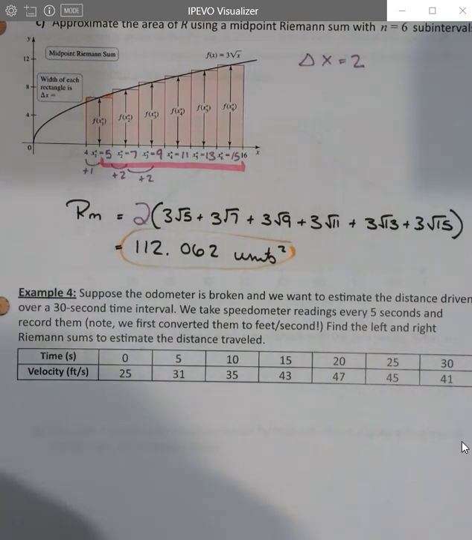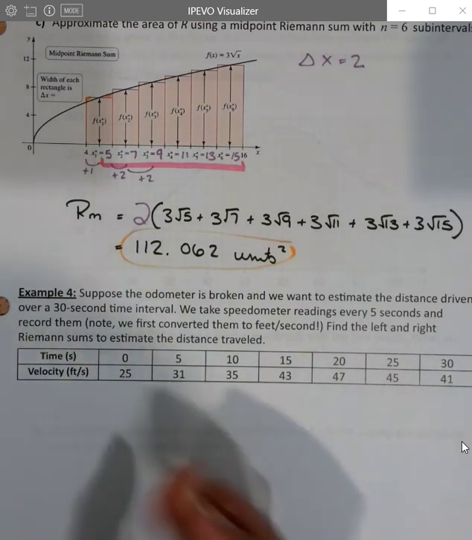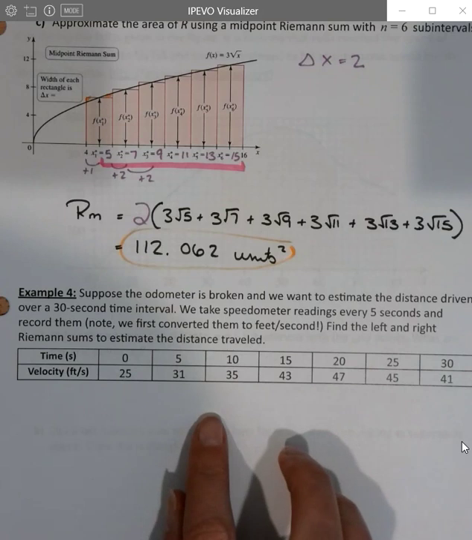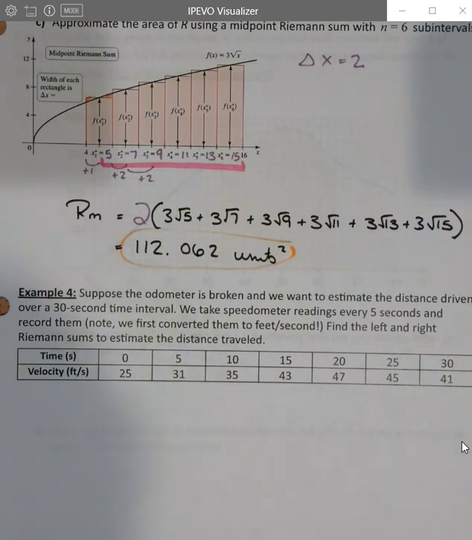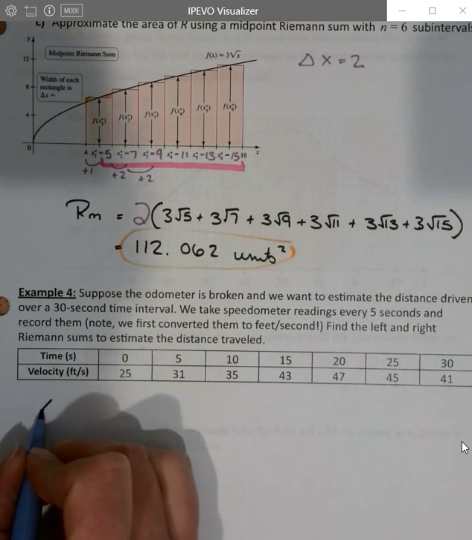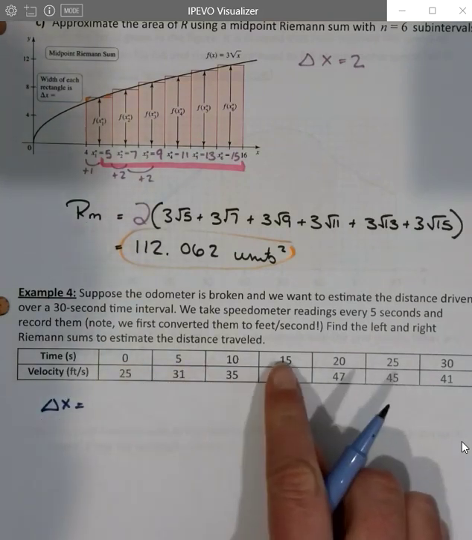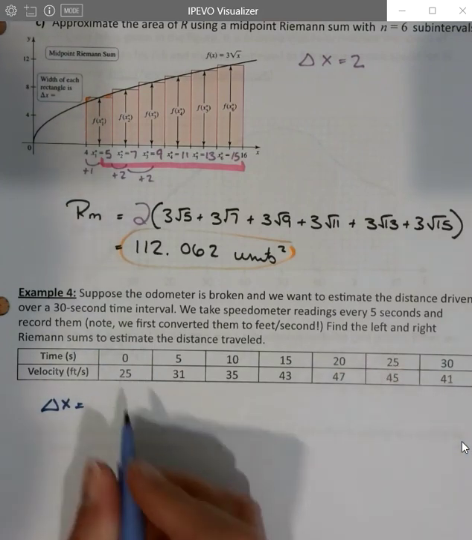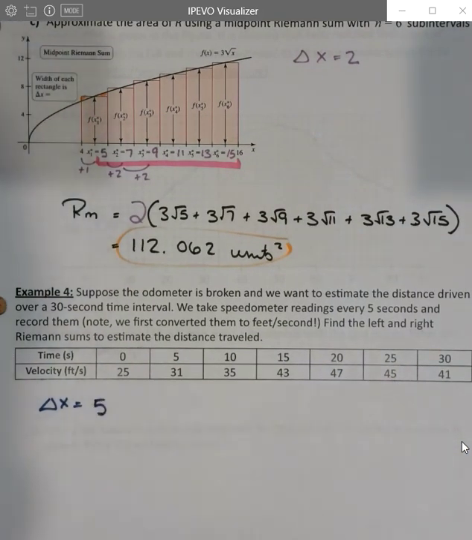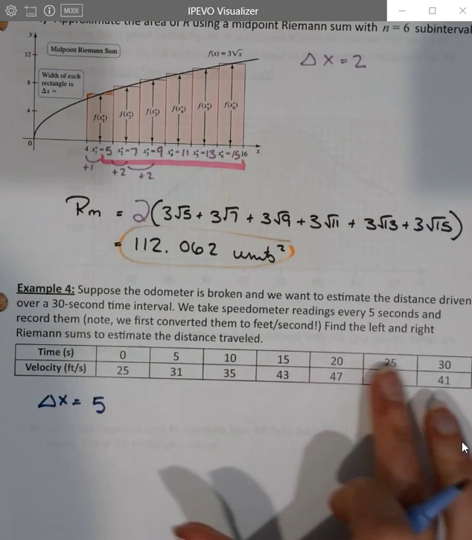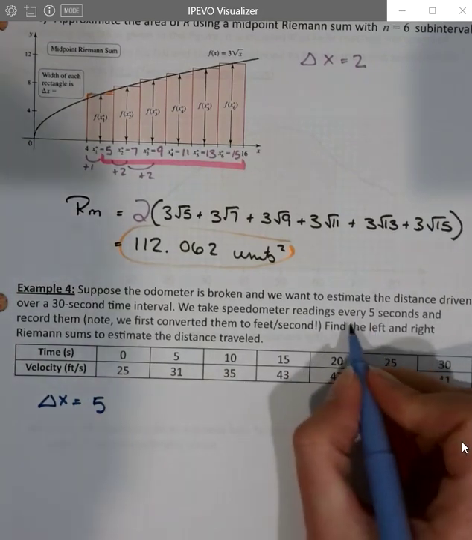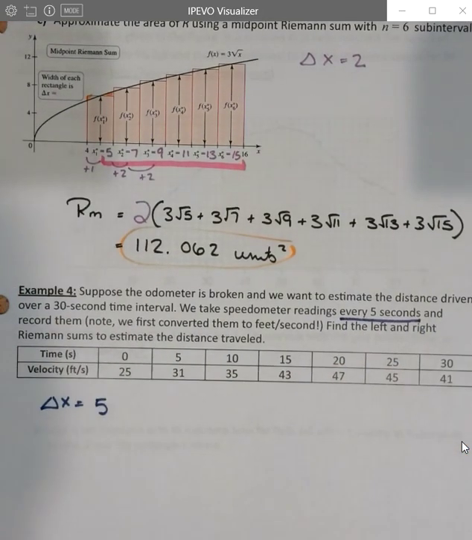Okay, so I don't have a graph right here or a function, but I can use the x,y values to do the same thing. So the first thing that we note is that delta x is the amount of change in x. It appears to be 5. These are increasing by 5 each time. So delta x is 5. I took readings every 5 seconds, so 5 seconds between each reading.